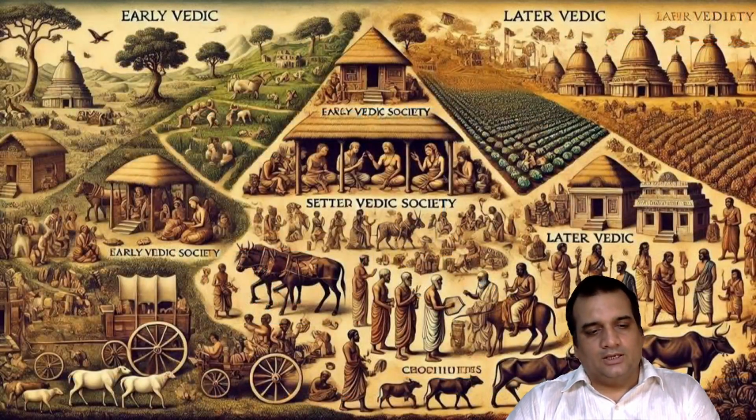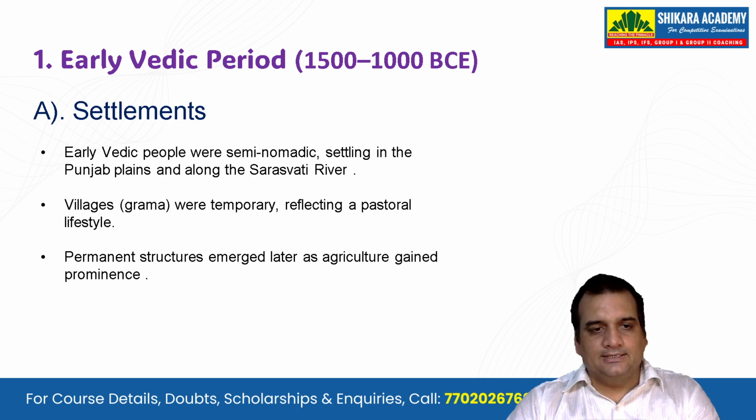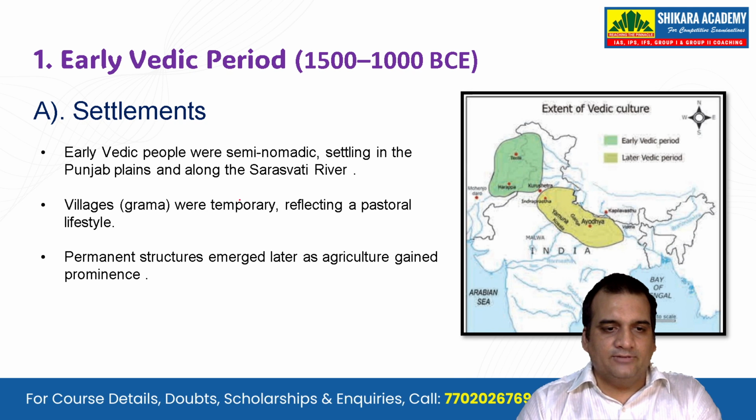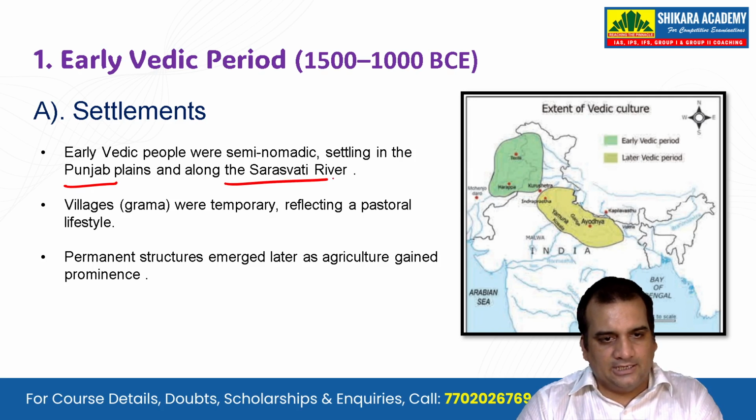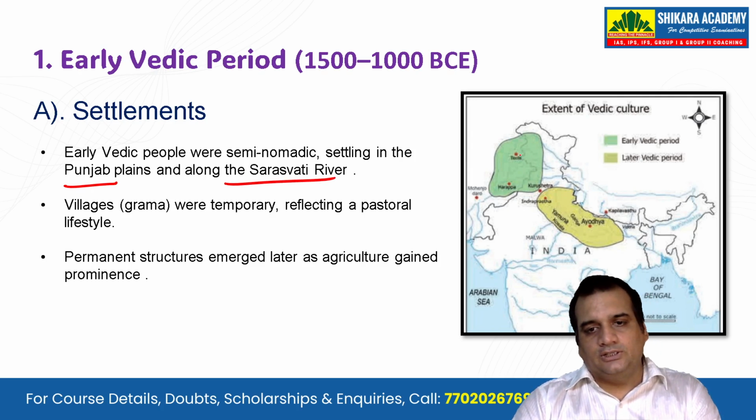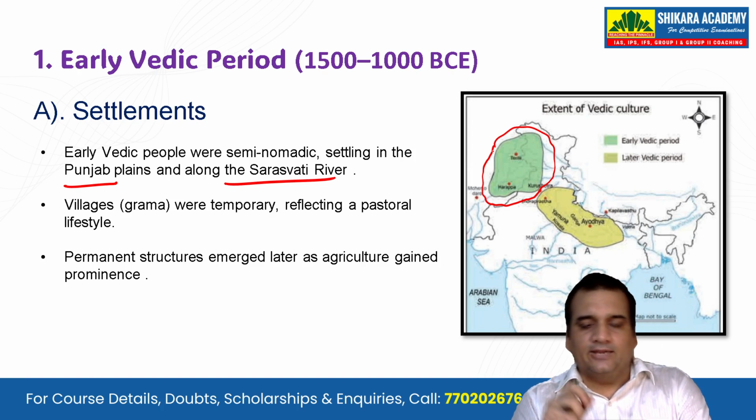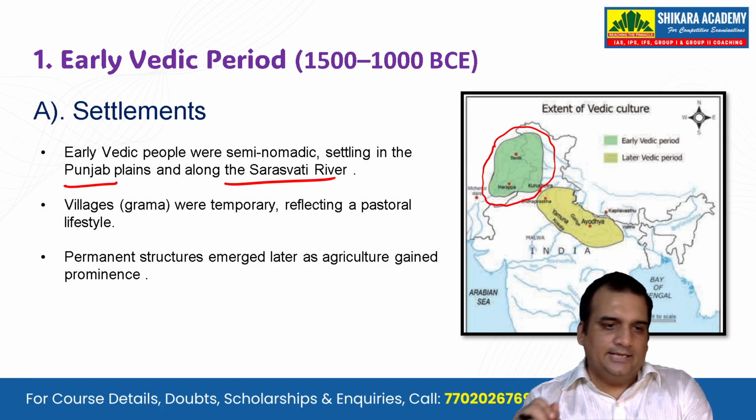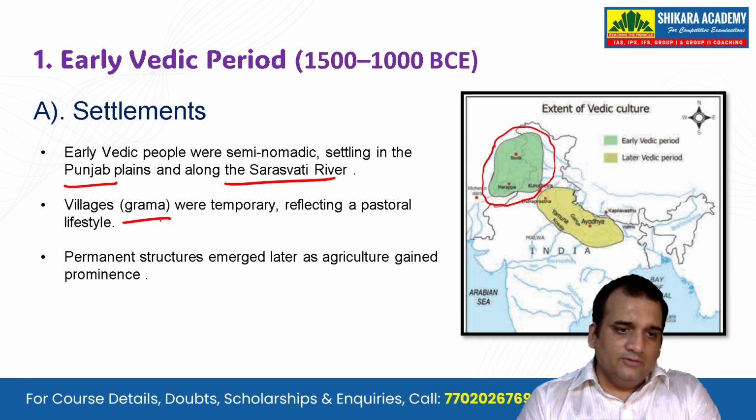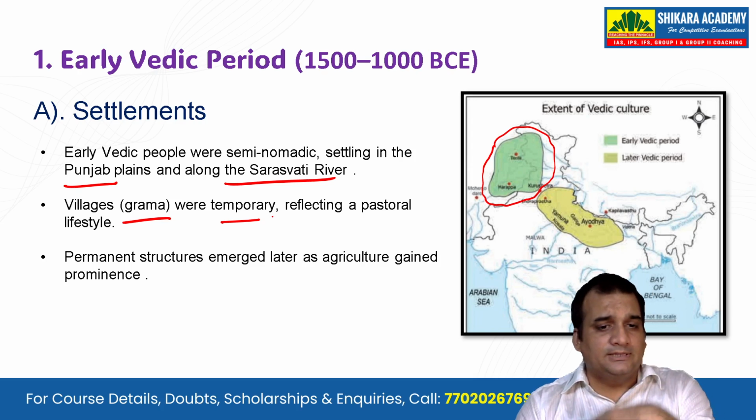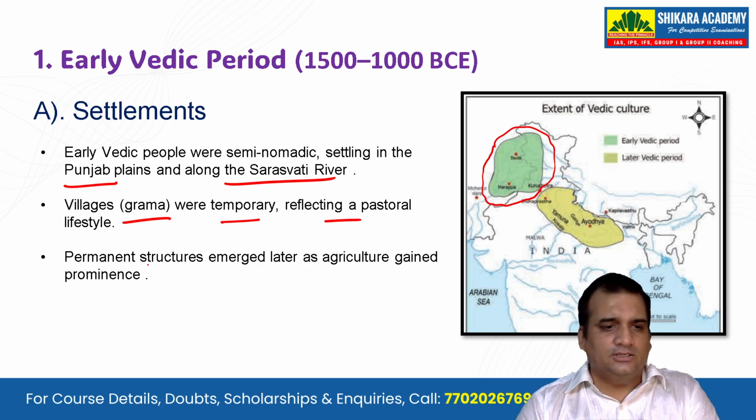Now let's get ahead and let's see some of the other points of early Vedic period. So if you see the settlements, early Vedic people were semi-nomadic and settling in the Punjab plains and along the Saraswati river. So this is this green color. If you see guys, this green color settlement, this is what we were seeing. That is why they have not talked about the Ganga and Yamuna. Villages of the Grama were temporary, because why? Because they were the nomadic people. They are on the move, reflecting a pastoral lifestyle.